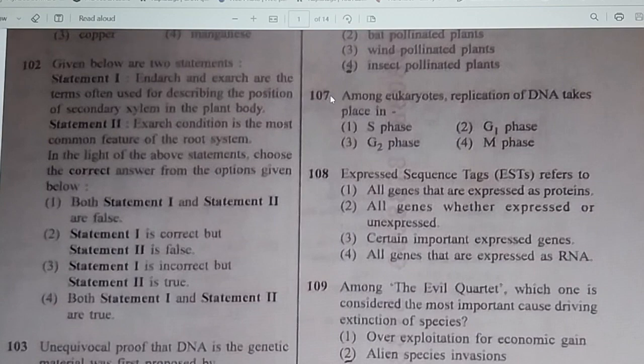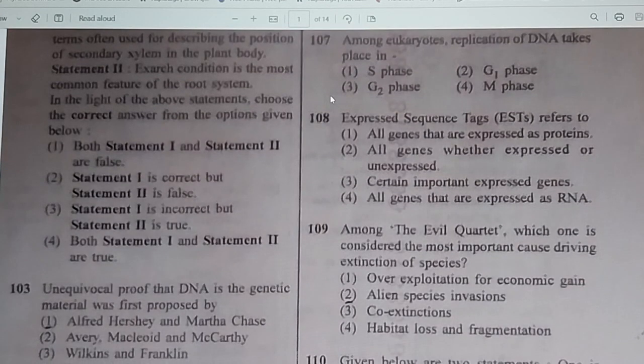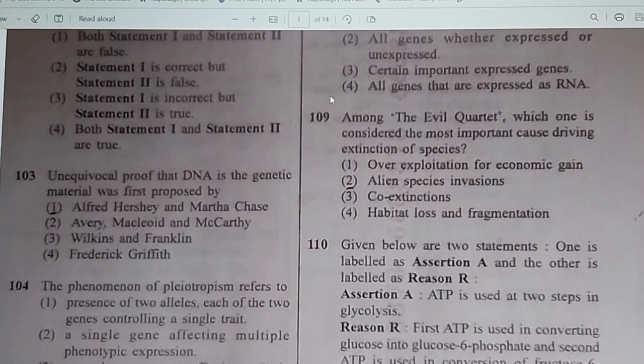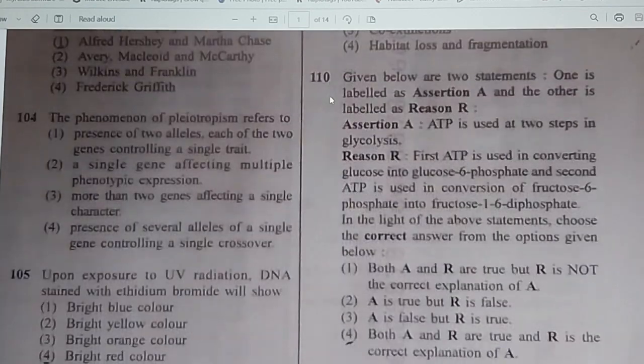107. Among eukaryotes, replication of DNA takes place in S phase, the first two. All genes that are expressed as protein, option A. 109. The evil quartet is considered the most important cause for driving extinction of biodiversity, which is habitat loss and fragmentation.